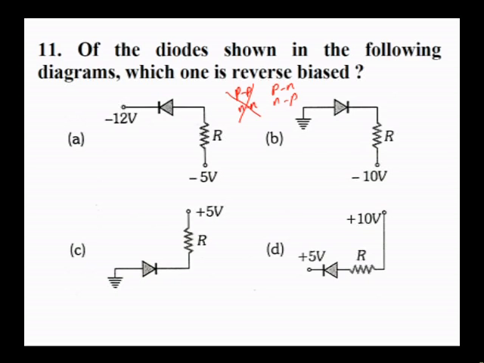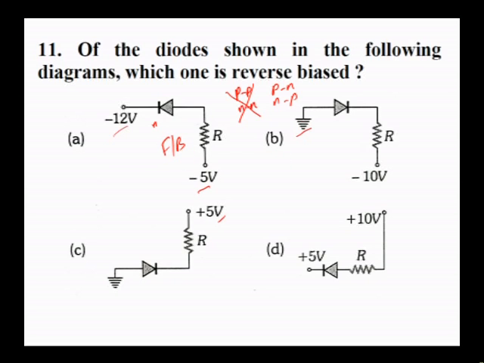But then the diagrams will tell you that there are different ways in which they have biased it. Negative potentials are made use of, grounding is made use of, positive potential is made use of. Let us take one by one. In diagram A, you find the cathode, this is N type, is connected to more negative and the anode is connected to less negative. It means more positive. So this is forward biased.